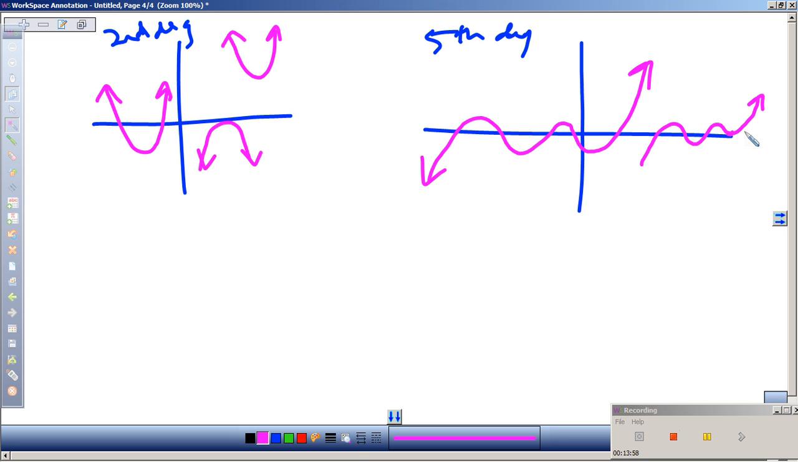No. Because one side is going up, one side is going down. It's got to go through 0 to continue. So if it's fifth degree, it does have to have at least 1. But could it have 6? No. Or 7? So what is the maximum? 5. So if we have a fifth degree or eighth degree, what's the maximum it could have?